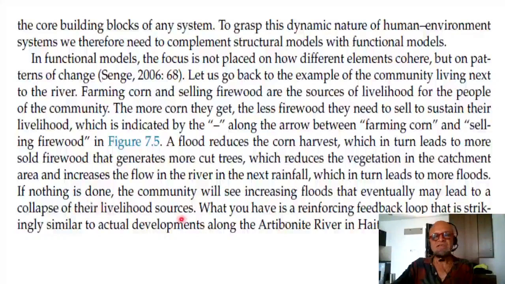If nothing is done, the community will see increasing floods that eventually may lead to a collapse of their livelihood source. So corn may become impossible to grow. What you have is a reinforcing feedback loop that is strikingly similar to actual developments along the Artibonite River in Haiti, or in French they would call it Haiti.